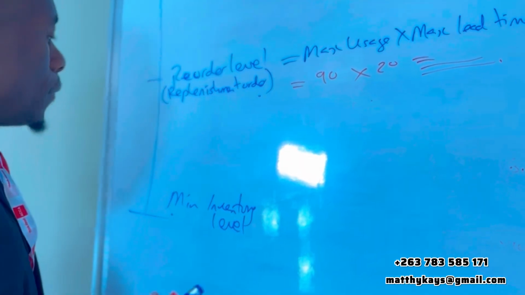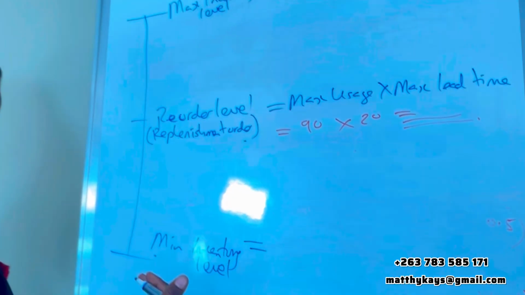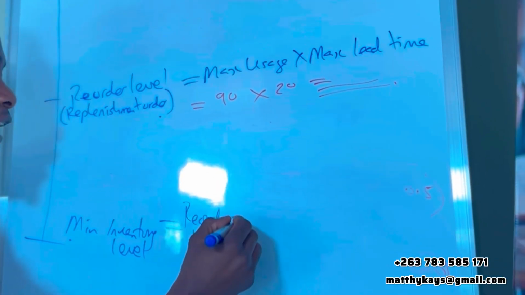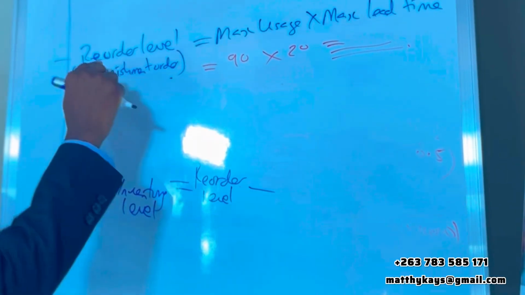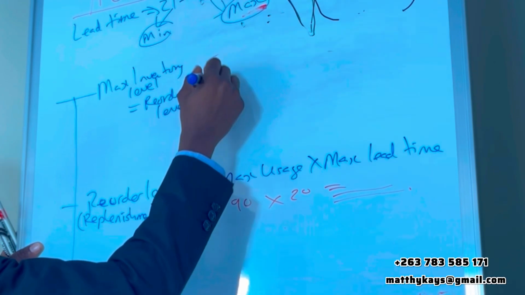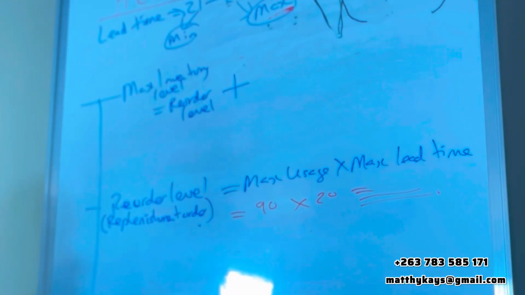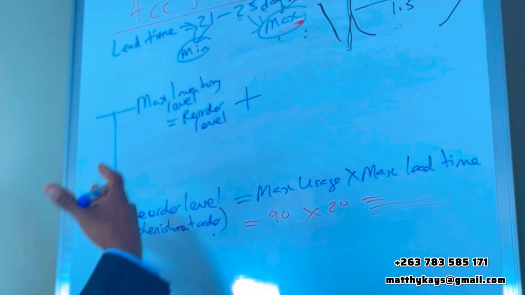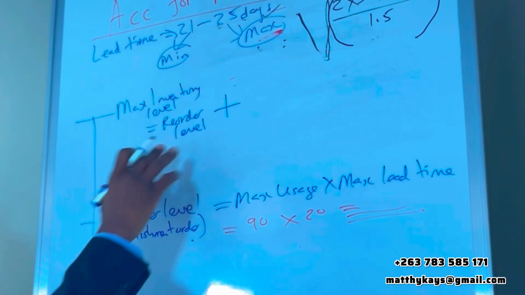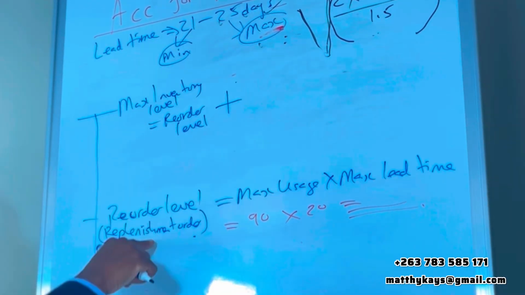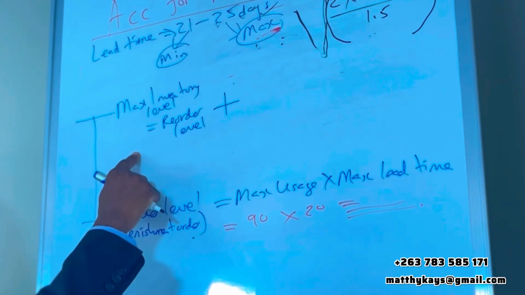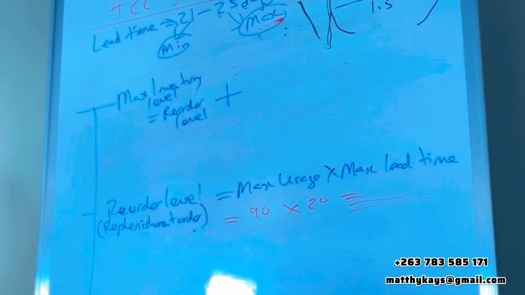Then also minimum level. Minimum is less than the reorder level. So that will be the reorder level less something. If it's the maximum, that will be the reorder level plus. Now, this is very tricky. For example, in the exam, they will require you to calculate the maximum inventory level. And if you are not given the reorder level, it means you have to calculate the reorder level first. And if you don't get this right, that means the maximum inventory will be wrong. Garbage in, garbage out. You understand?